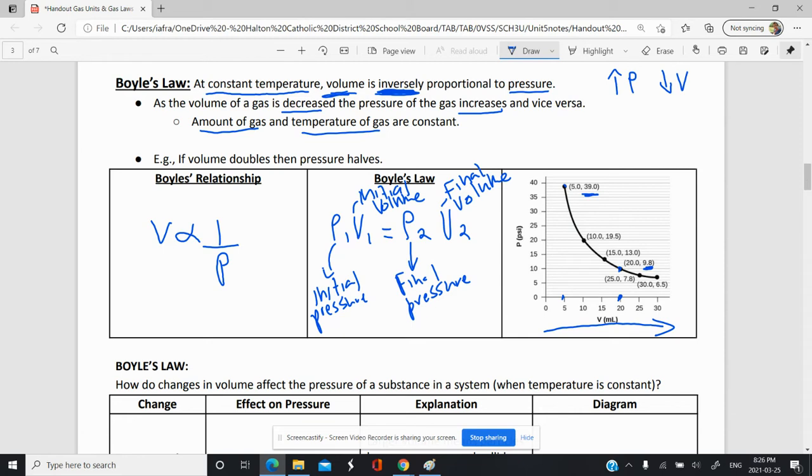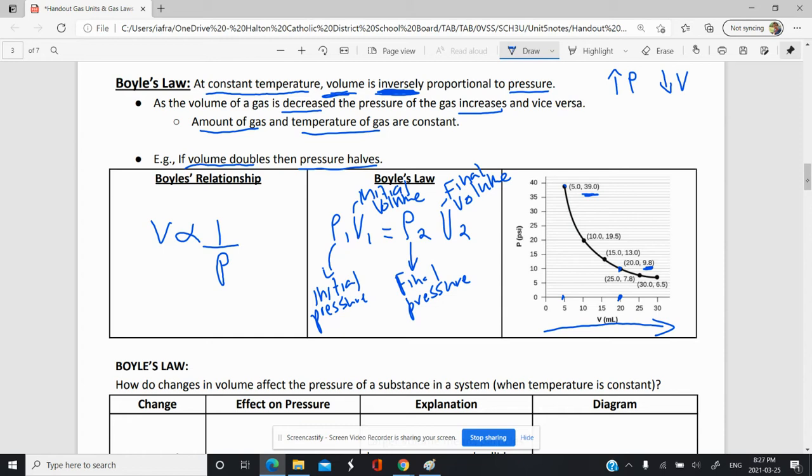As you saw there, when we quadrupled the volume, the pressure basically became a quarter of what it was before. So if you doubled the volume, you would halve the pressure. It's divided by 2. If you quadruple the volume, you divide the pressure by 4. So in that sense, they're inversely proportional to each other.